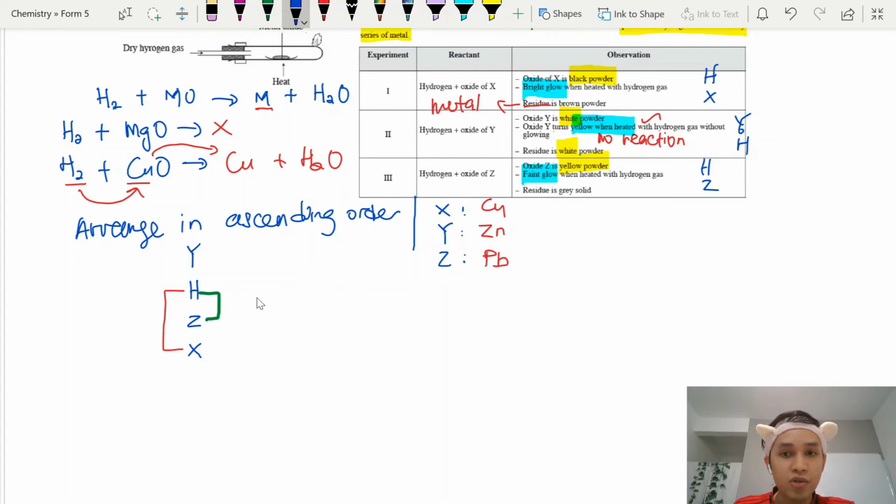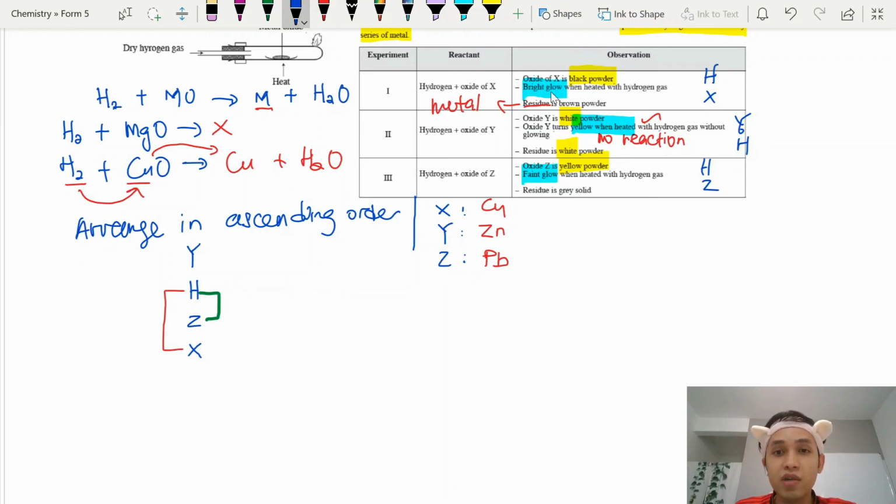So if it's reactive, bright glow, just remember reactive means the metal is further from hydrogen or further from carbon. Less reactive means the metal is nearer to the hydrogen or nearer to the carbon. And then to know what metal it is, we look at the observation at the back, the color of the powder.